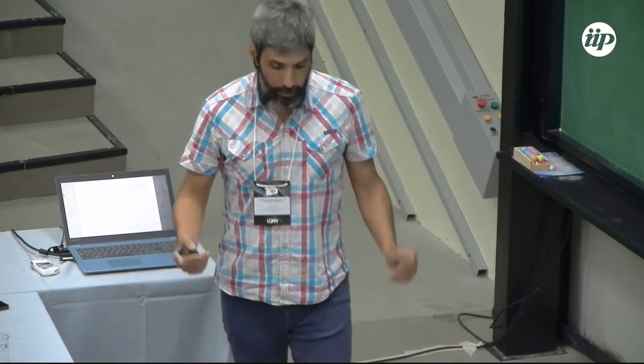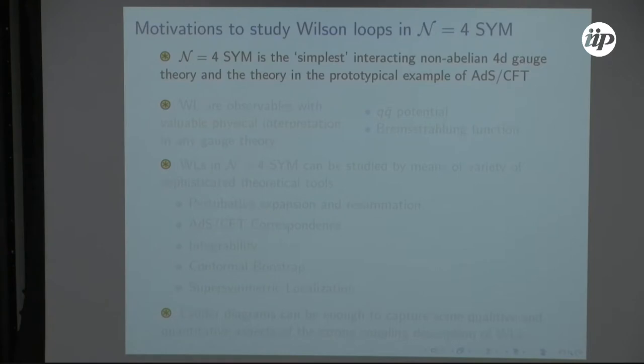So, well, let me start with the motivation of this problem. And first of all, let me motivate the gauge theory. I chose N equals 4 supernormals. I always say it's the simplest interacting non-abelian four-dimensional field theory, and moreover, it's the prototypical gauge theory, the prototypical example of the AdS/CFT correspondence. So, if you would like to learn about interacting four-dimensional non-abelian gauge theories, and you would like to know about AdS/CFT, I think it is the simplest case. I mean, the first thing you would like to understand is N equals 4 supernormals.